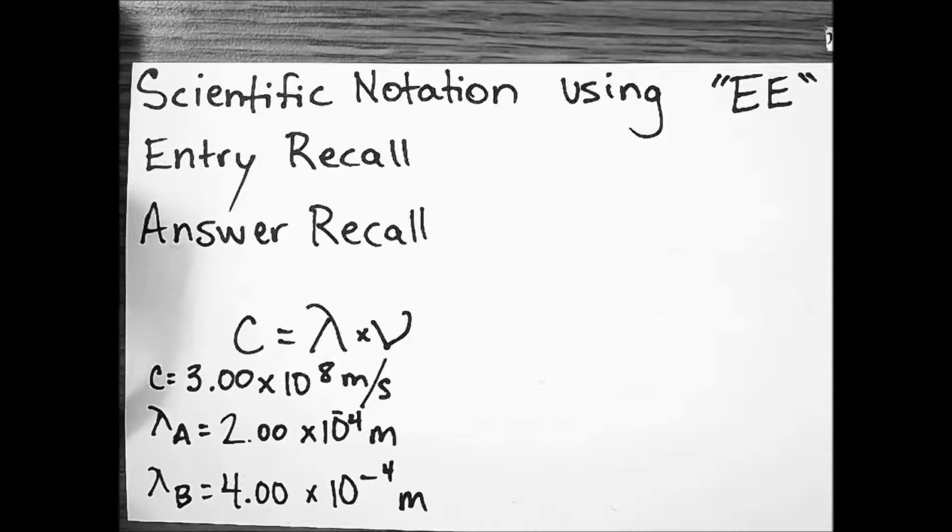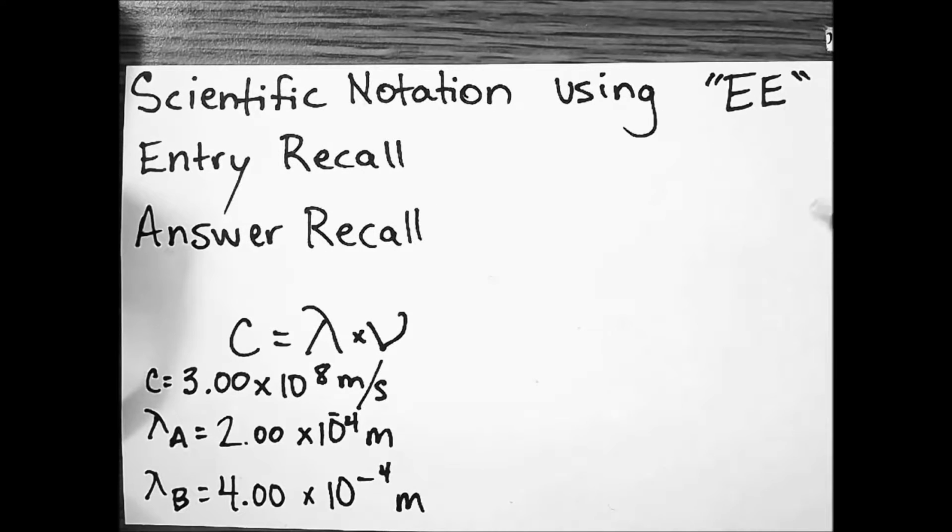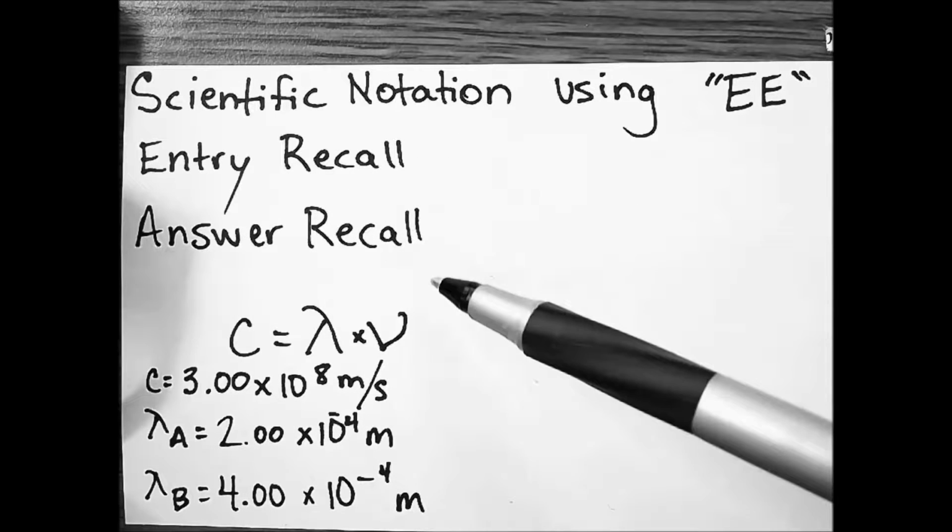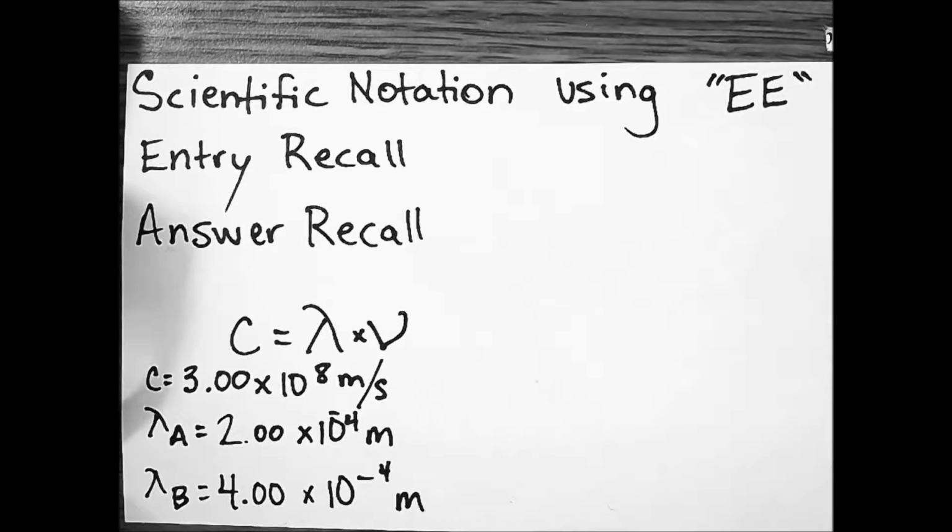Alright, Ms. Harris is here to, as I promised, help you with some tricks and tips on the graphing calculator. I'm going to be showing you how to do these three things: using scientific notation with the EE on the calculator, as well as entry recall, which is pretty easy, and answer recall. And I'm doing this with the TI-nspire, the 84 edition.